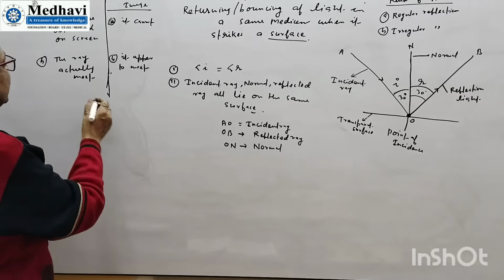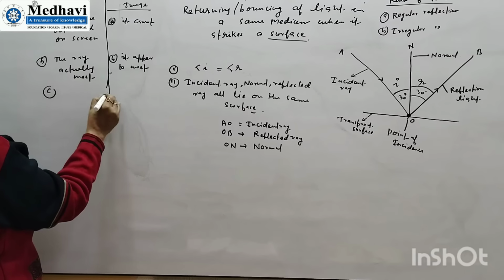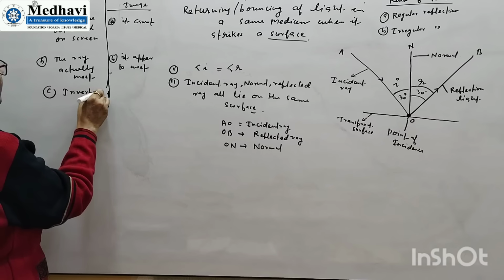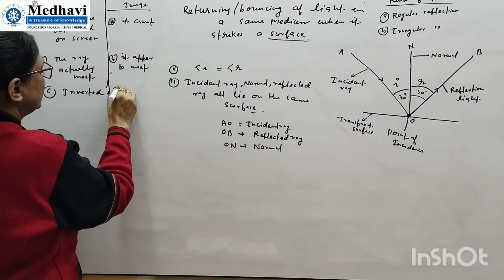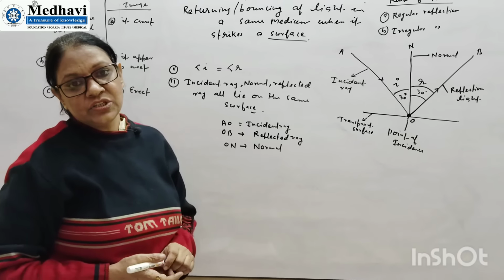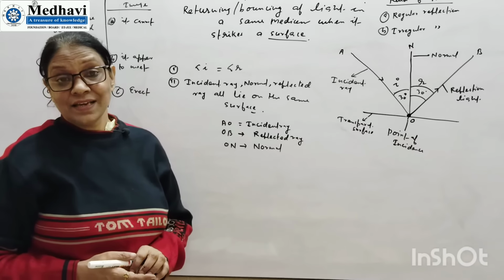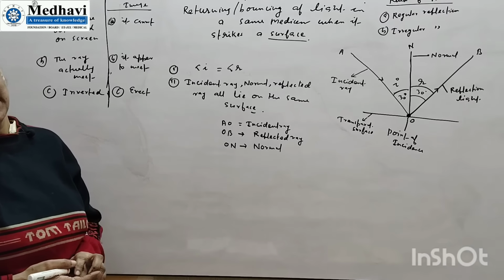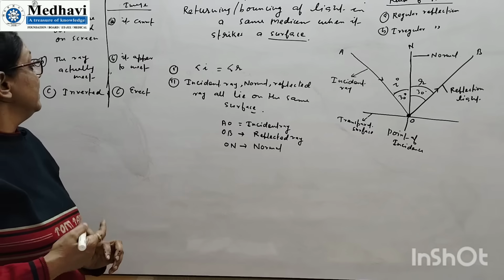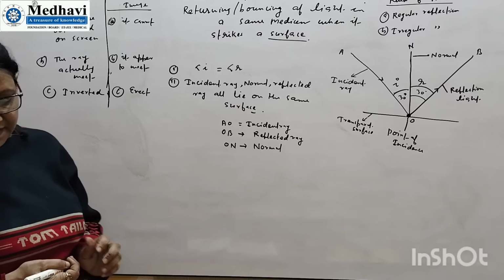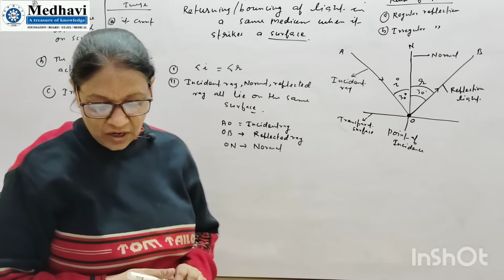We can say that a real image is always inverted. Very important. Whereas a virtual image is always erect. The image we see in the mirror is the erect image. So this is the virtual image. Whereas the image that is inverted is the real image. So these are the information we have got.